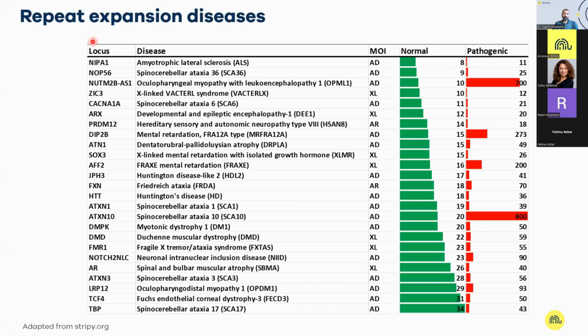And so you can have a locus that contains 8 repeats. However, some loci can go up to 34 repeats. And also the size of the expansion is different for the different loci. So for instance, if we take this locus that is involved in oculopharyngeal myopathy with leukoencephalopathy, you have in some examples an expansion of over 700 repeats that can result in the disease, whereas for others there are over 1,000 repeats that can cause a disease.